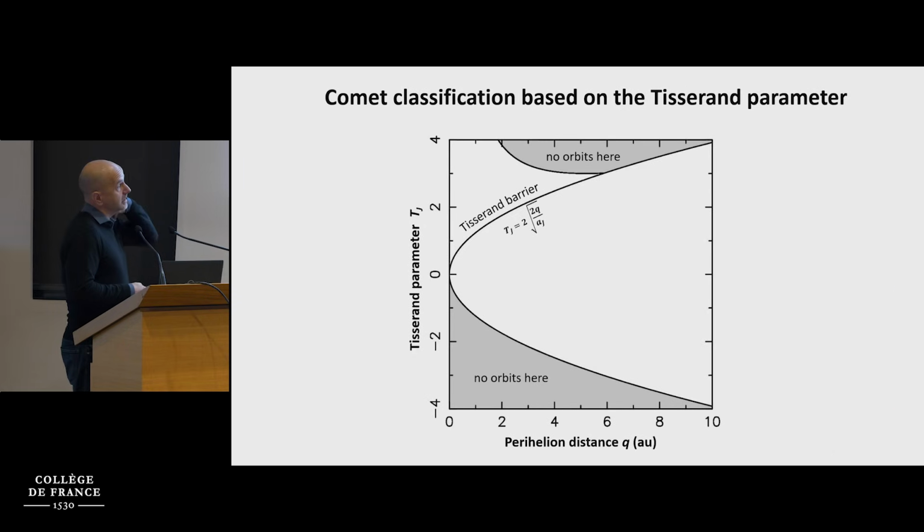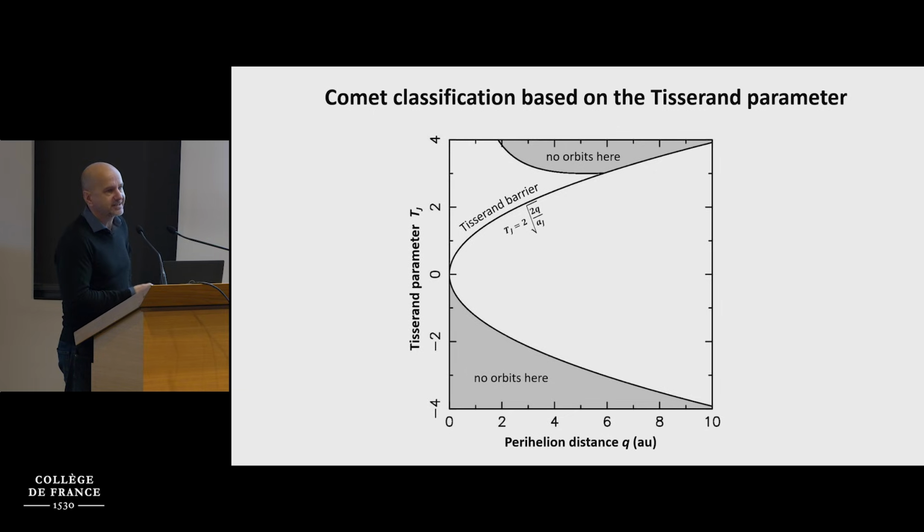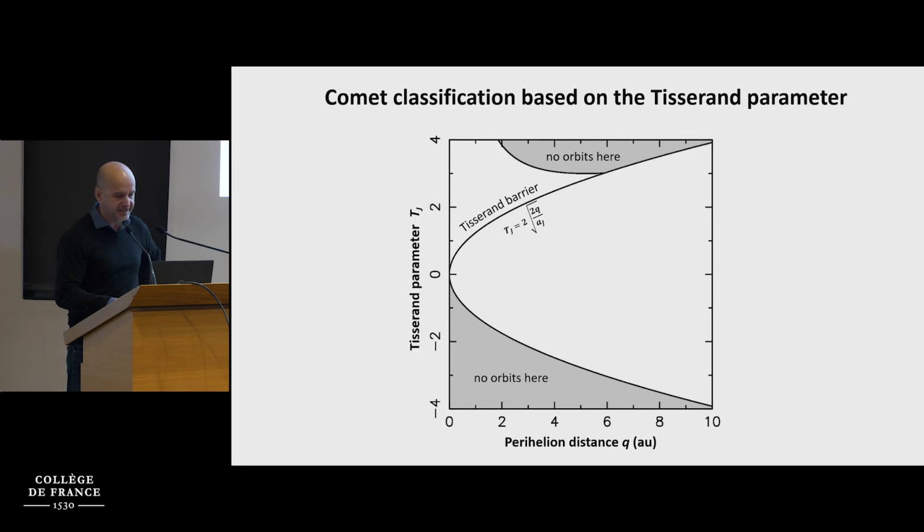So this is how it looks on a plot. Perihelion distance on the x-axis, Tisserand parameter on the y-axis. These are forbidden regions. For any combination of the orbital parameters, there are no orbits here. You can't get that combination of perihelion distance and Tisserand parameter in this place or in this place. The Tisserand barrier, 2 times the square root of 2q over aj, is this line here. We know that the Tisserand parameter doesn't change, and therefore the comets that are here will have high values of the Tisserand parameter, and here are distinct and will remain distinct.